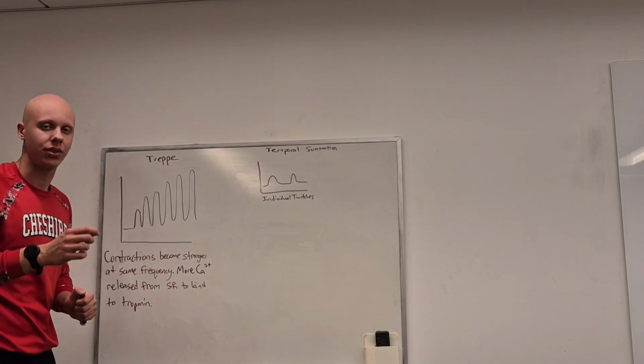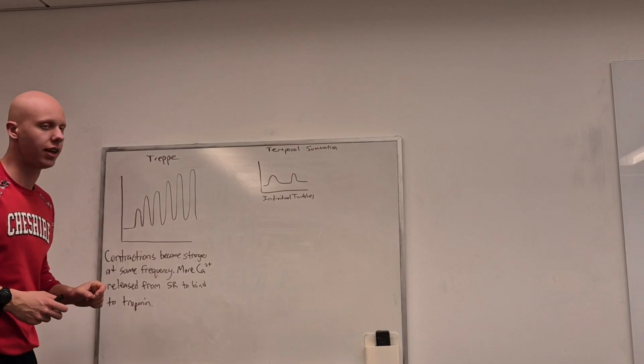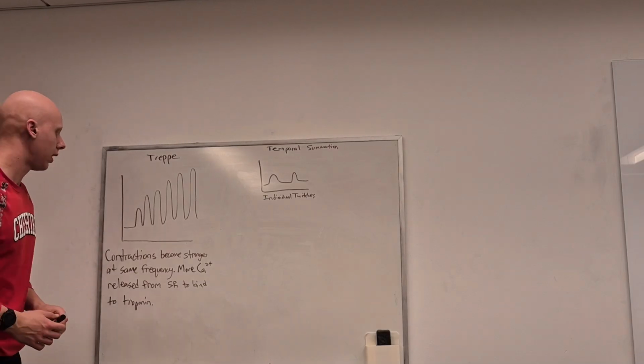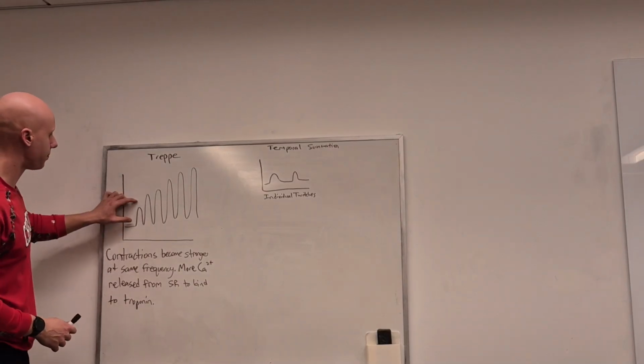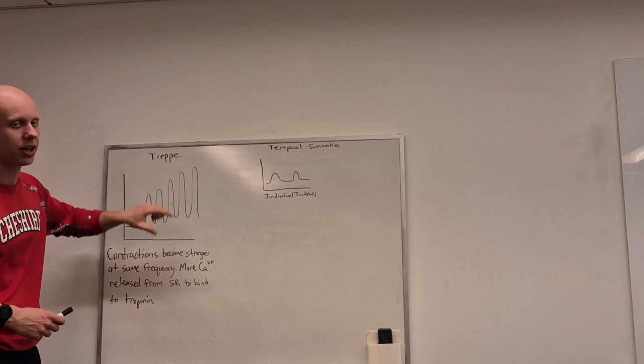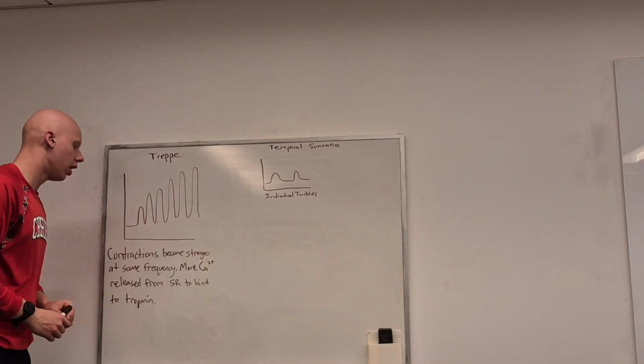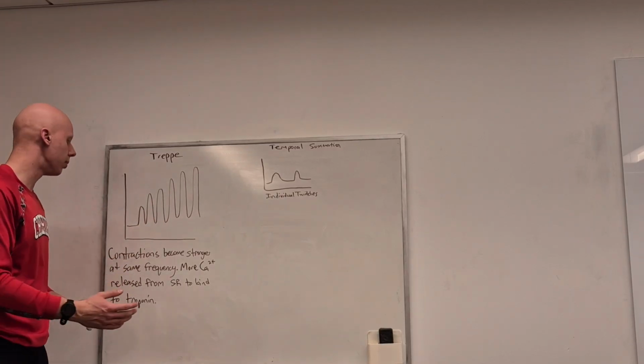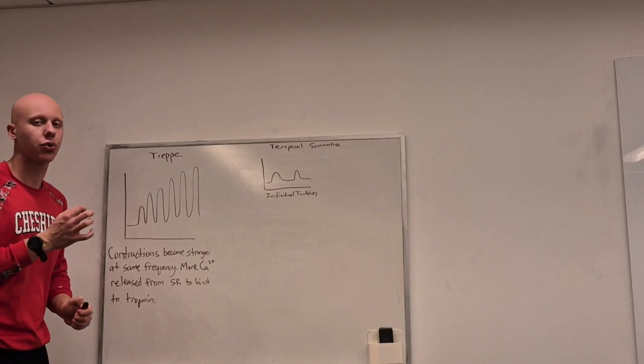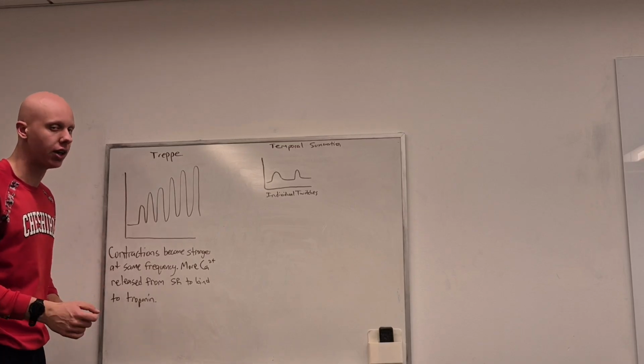Interpret a myogram of tension versus stimulus frequency and explain the physiological basis for the phenomena of treppe, summation, and tetanus. All right, so this here is called a treppe, right? So a treppe is basically, you can see the increase in tension here with this graph. A treppe is when contractions become stronger at the same frequency of action potential firing, okay?